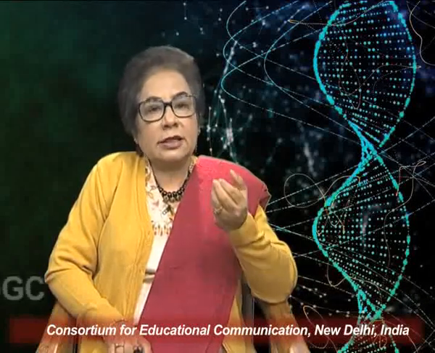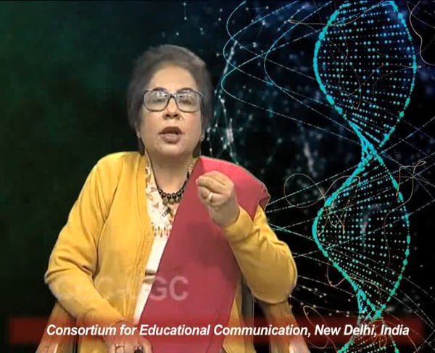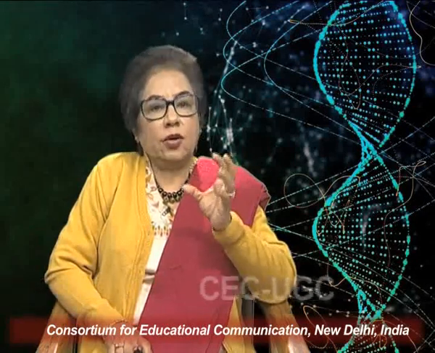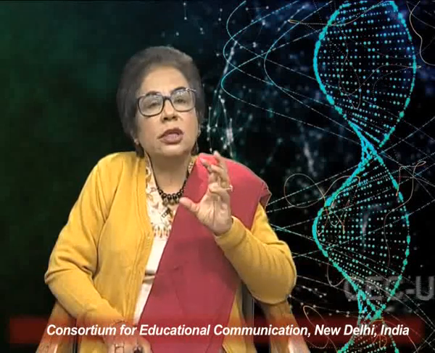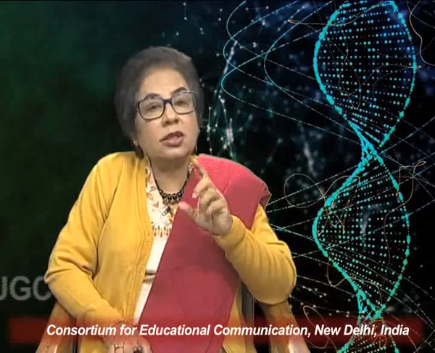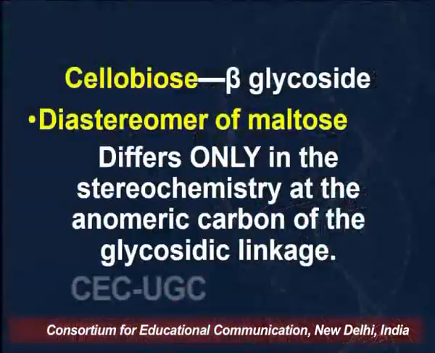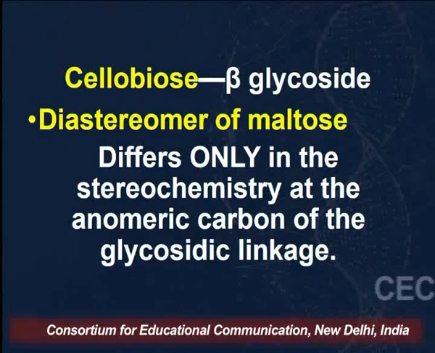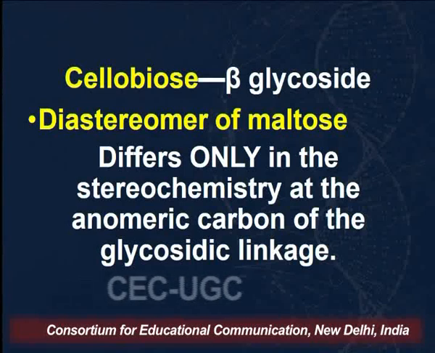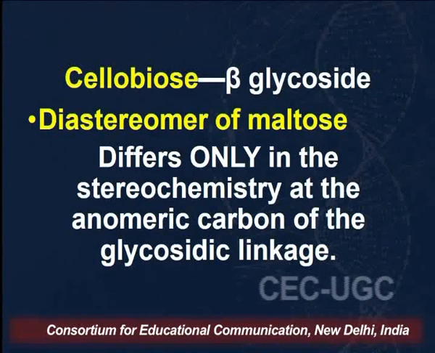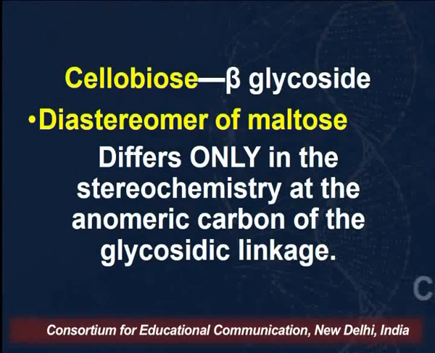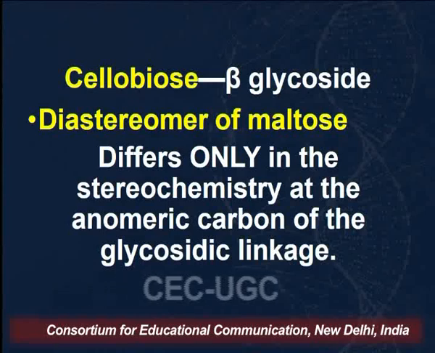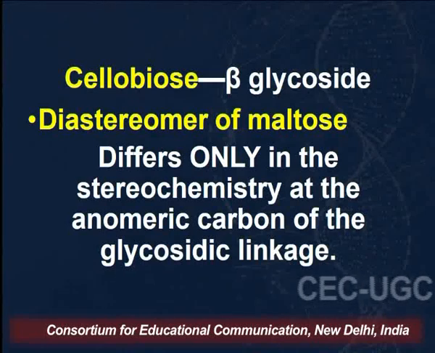Now the second disaccharide that I would like to discuss here with you is cellobiose. Why cellobiose? Cellobiose is important because it is a disaccharide of glucose, and it has a beta glycosidic linkage. Remember, in maltose we had an alpha glycosidic linkage. The molecular formula of maltose is C12H22O11. Similarly, the molecular formula for cellobiose is also C12H22O11.